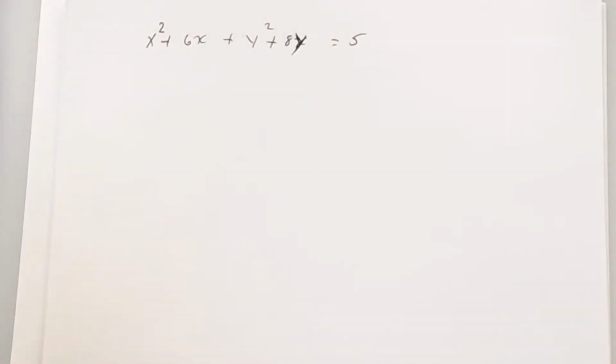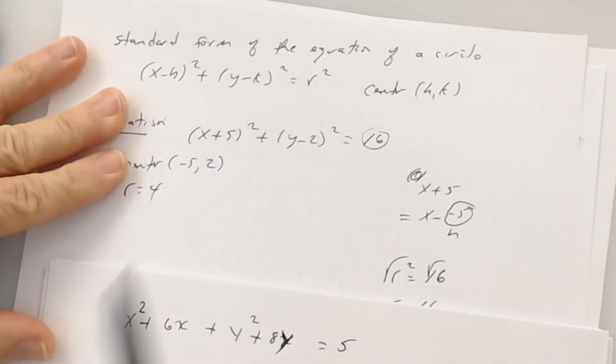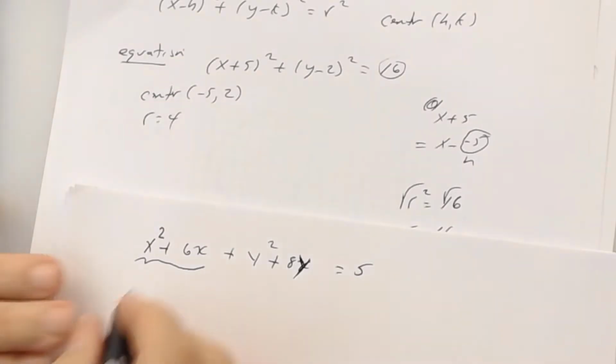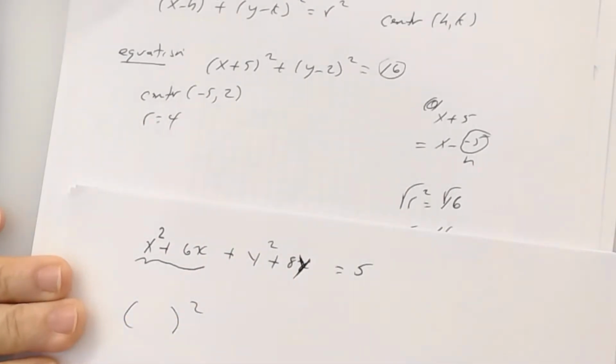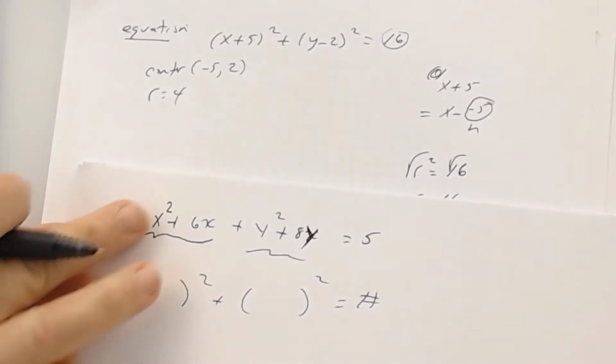Why is it you can't determine the center? Because you don't have it in this form. Does this right here look anything like this? No. So what I've got to do is this. Now listen carefully. I've got to rewrite the x terms, the terms that have x's, into something that looks like a binomial squared. And I've got to do the same thing with the y's, into something that looks like a binomial squared, equal, and then some number. So I've got to make this look like this.